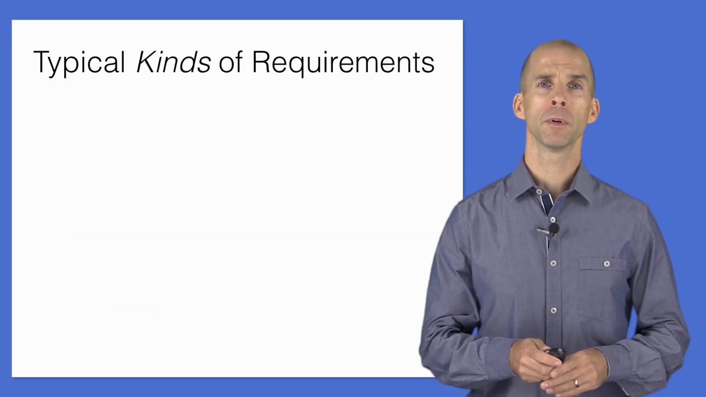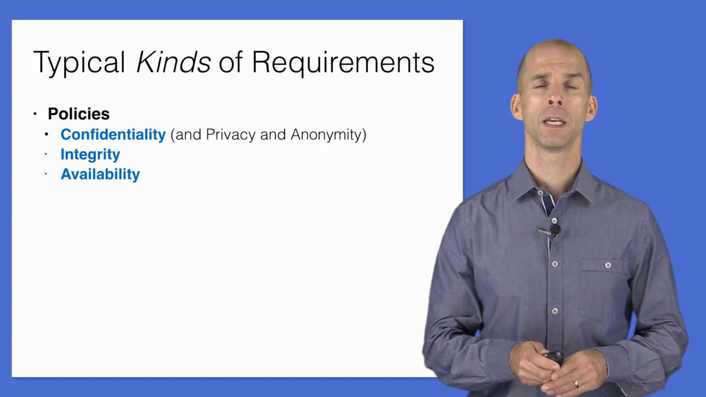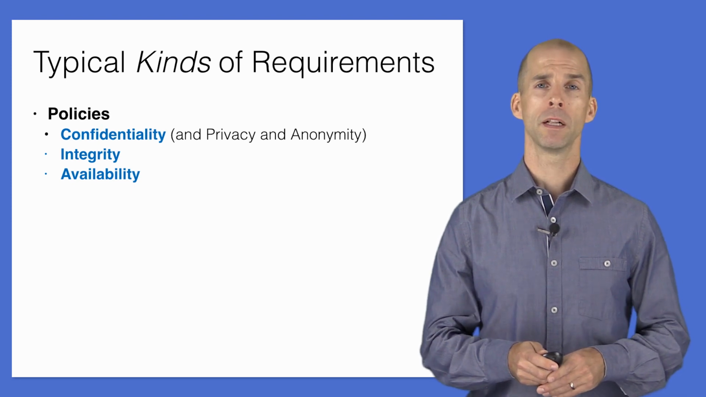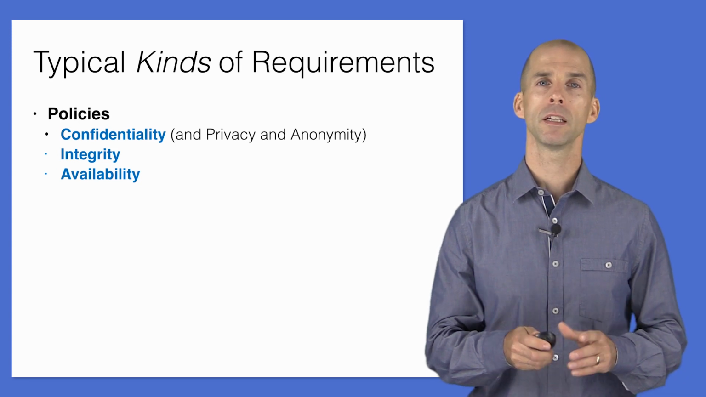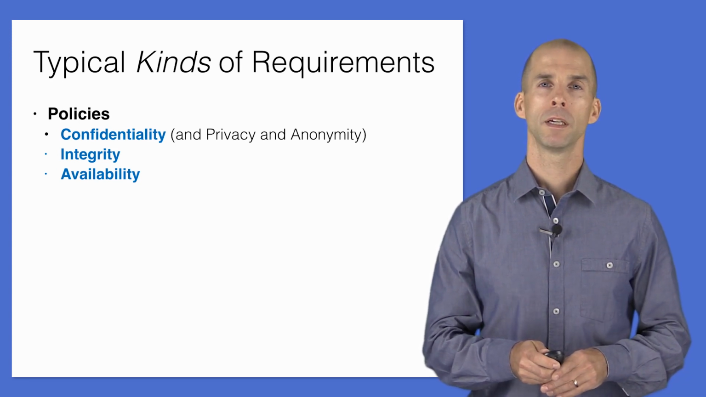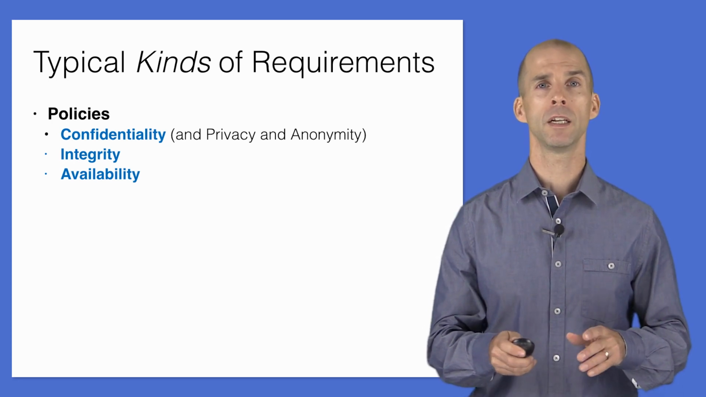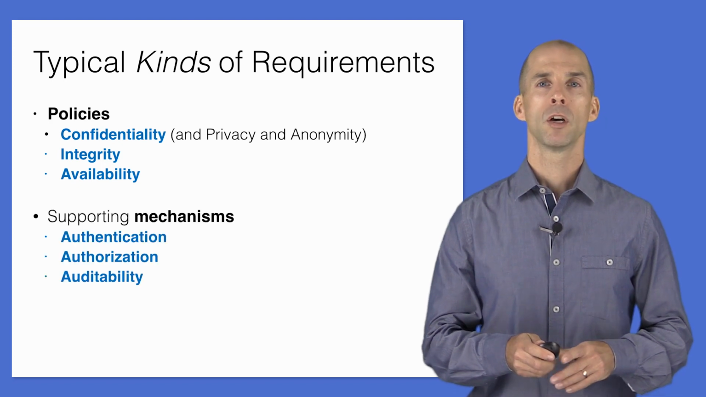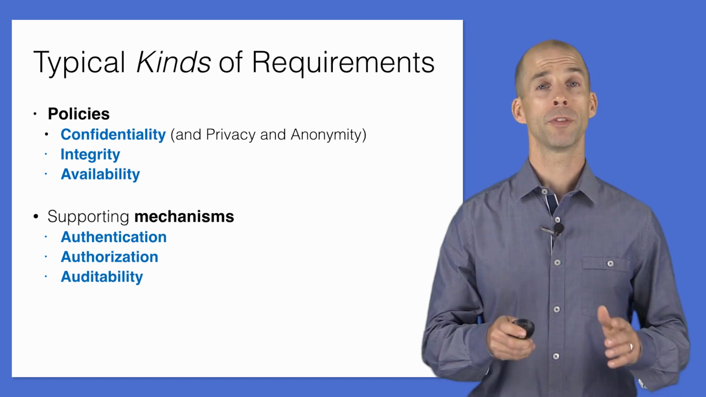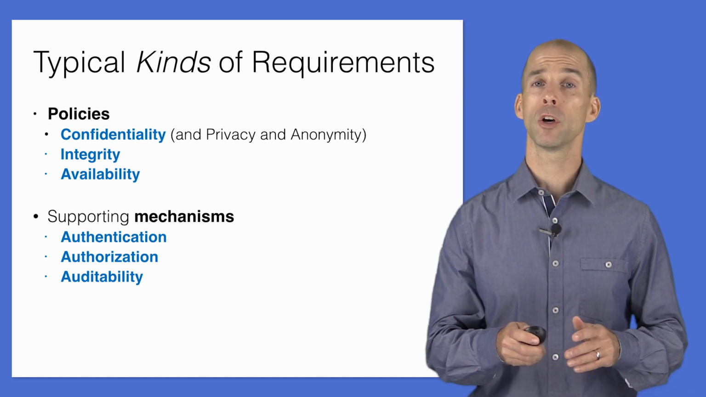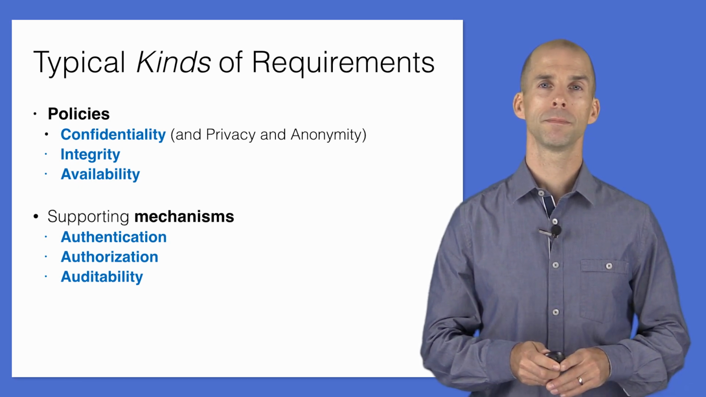Now let's dig a little deeper and explore different sorts of policies and mechanisms a designer might employ. There are three classic types of policy: confidentiality policies, integrity policies, and availability policies. Confidentiality policies are sometimes further broken down into privacy and anonymity requirements. Required security mechanisms often address three sorts of activities: authentication, authorization, and auditability. Let's look at each of these elements more closely.